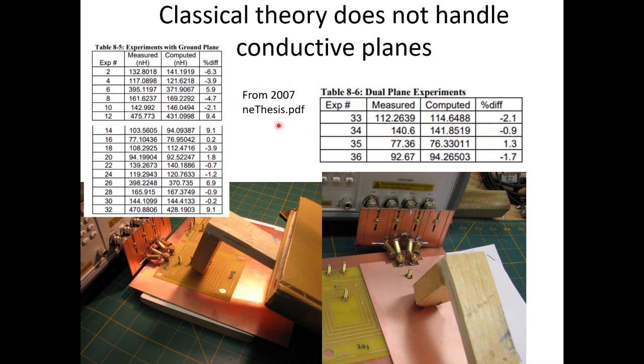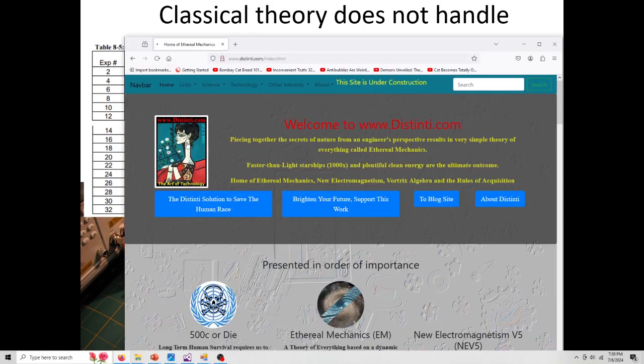This was done in 2007 for my graduate thesis. And there were a lot of papers out there that tried to get approximations with ground planes, but they were more empirical than they were derivatives of theory. And I couldn't find anybody that had any paper that did any work with dual ground planes, and New Electromagnetism has excellent results.